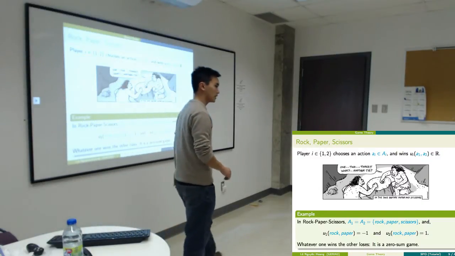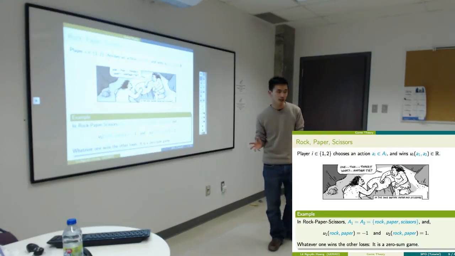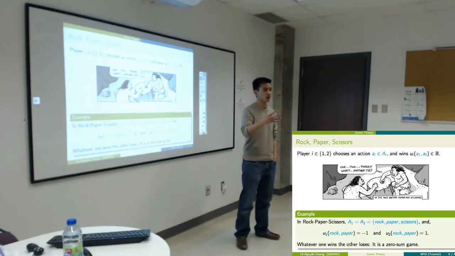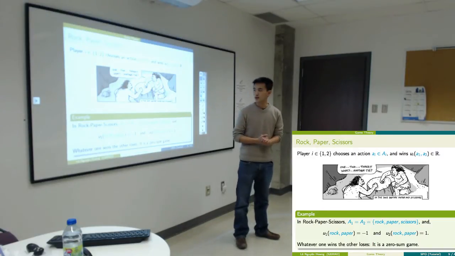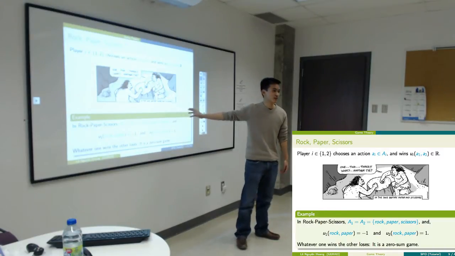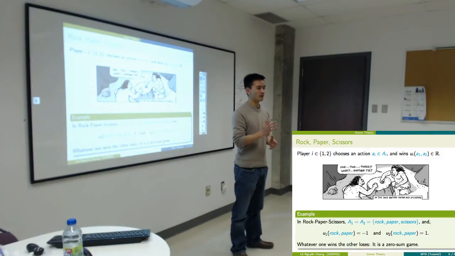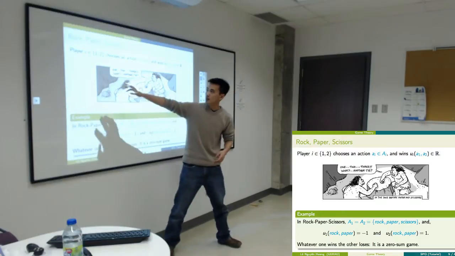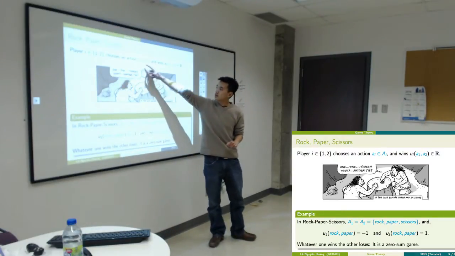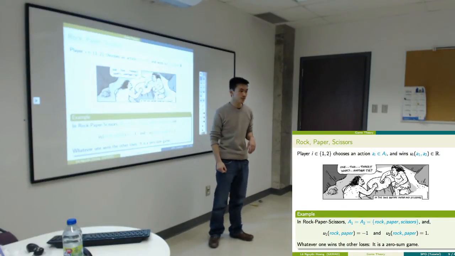One of the games he studied, I think a very good example of the kind of game he was thinking about, is rock, paper, scissors. So I guess everybody knows the rules of this game. There's rock, paper, and scissors that you can choose. Back in the Stone Age, you could not choose paper and scissors because they hadn't been invented yet, so it was a boring game. But nowadays you have rock, paper, and scissors. You have two players, so player i is one or two, and each player chooses one action. An action is denoted with the letter a, and will always be in light blue.